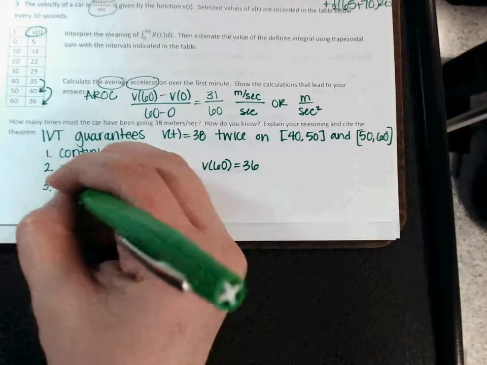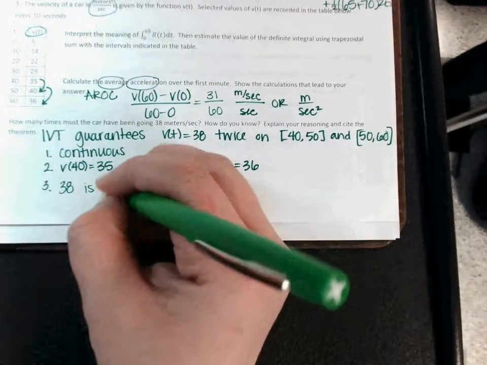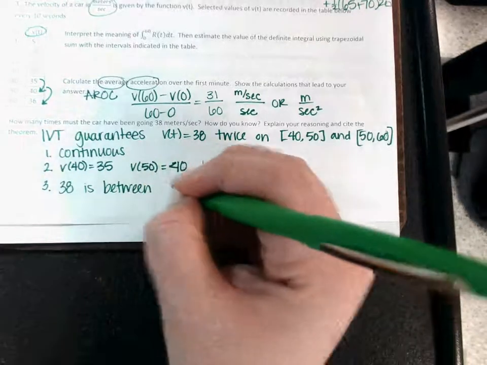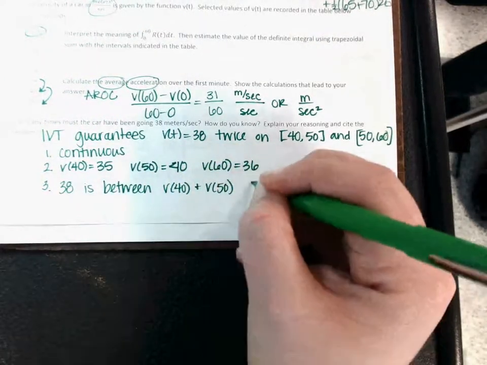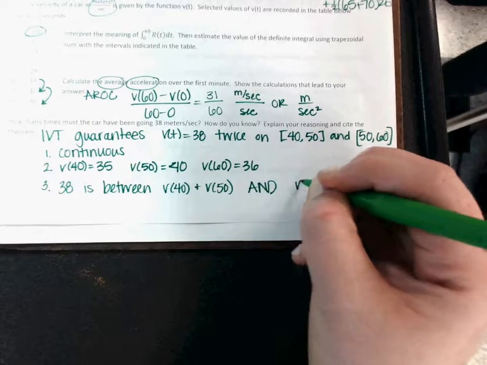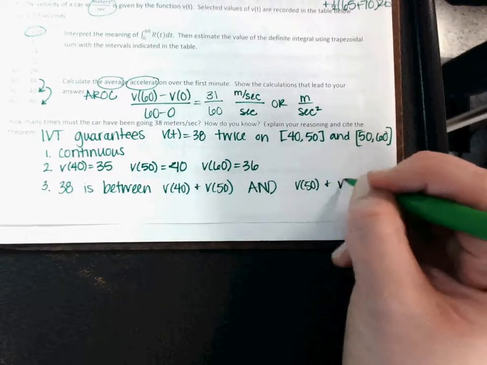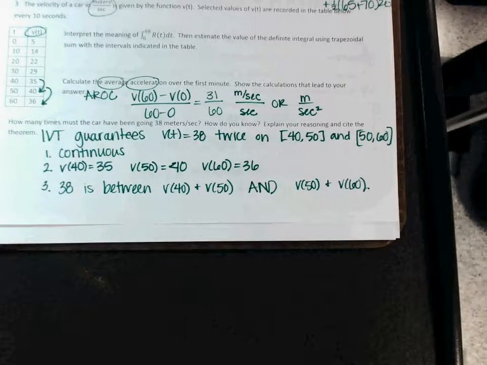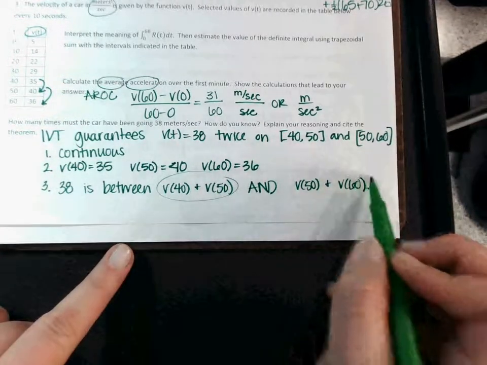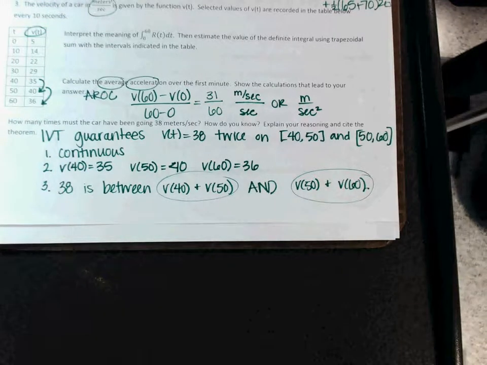So 38 is between v of 40 and v of 50, and v of 50 and v of 60. So you're saying, here are my y values. It goes between these two, and it goes between these two, then it has to happen twice.